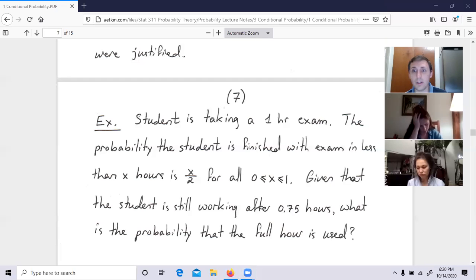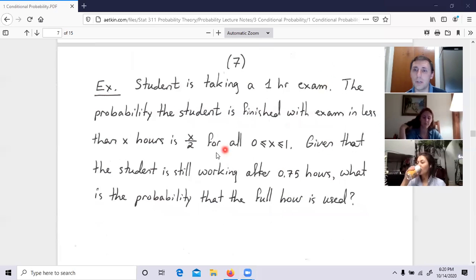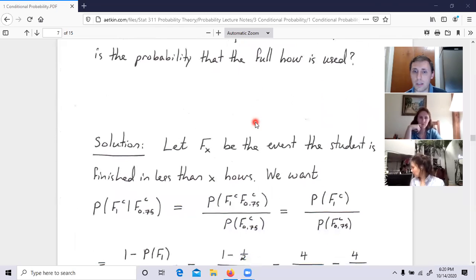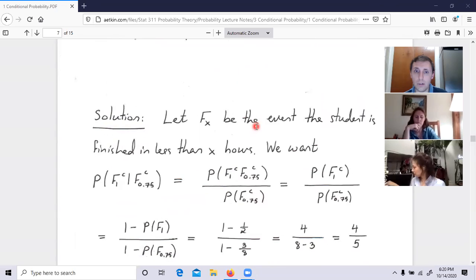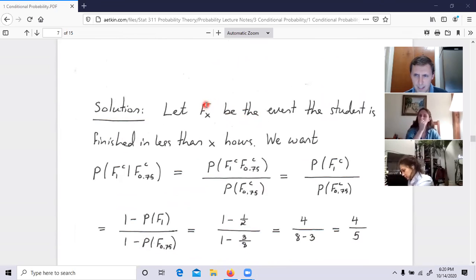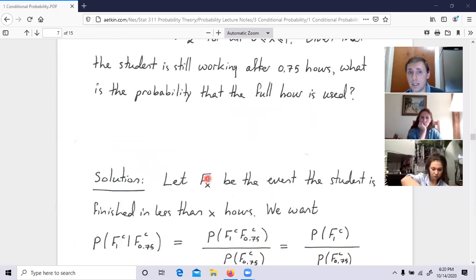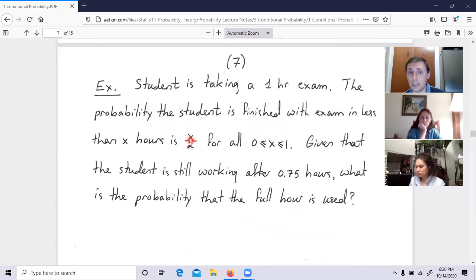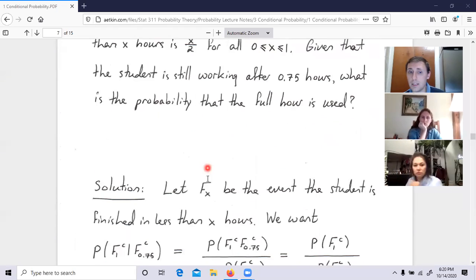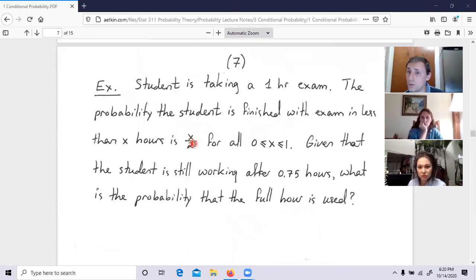All right, guys, let's talk about this problem. Don't worry about it too much. It's a rather stupid problem, right? Just to illustrate symbolic ideas here. So it's nice to have some logical symbols here. Let F sub x be the event that the student is finished in less than x hours, okay? Why do I say it like this? Because we know the probability that F sub x happens is x over 2.